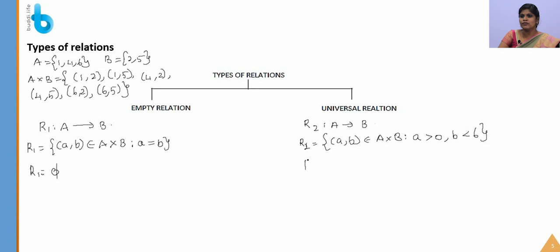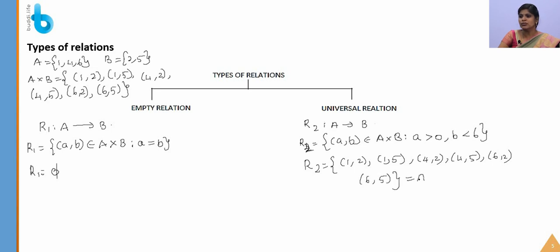Okay, now from the Cartesian product, take and write the elements which belong to this relation. A should be greater than 0 and B should be less than 6. See, (1, 2) is satisfied. (1, 5) also we can write. B is less than 6, A is greater than 0. (4, 2) is also there. Then (4, 5), then (6, 2) and (6, 5).